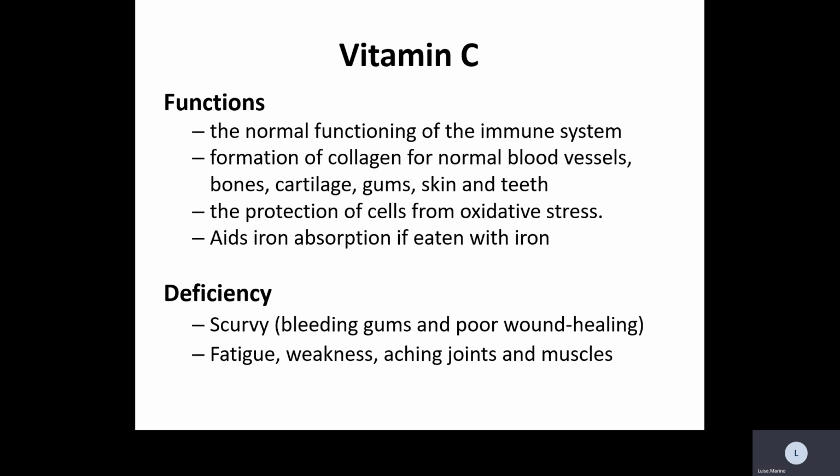So vitamin C has the normal functioning of the immune system, formation of collagen for normal blood vessels, bones, cartilage, gums, skin, and teeth, protection of cells from oxidative stress, and aids iron absorption if eaten with iron. So if you've got a non-heme source, so a vegetarian source, and you have a glass of orange juice with it, you then help the redox of that to convert it to the bioavailable form, which is heme. So when you have deficiency, you've got bleeding gums, poor wound healing, fatigue, muscle weakness, aching joints and muscles, and that can also result in heart failure.